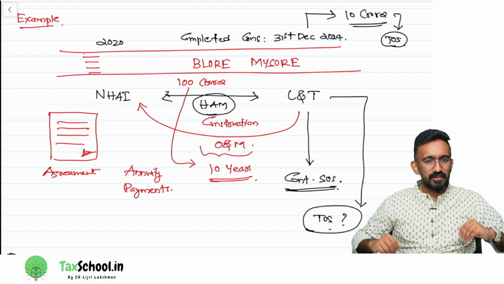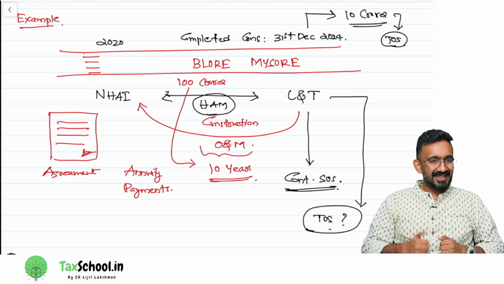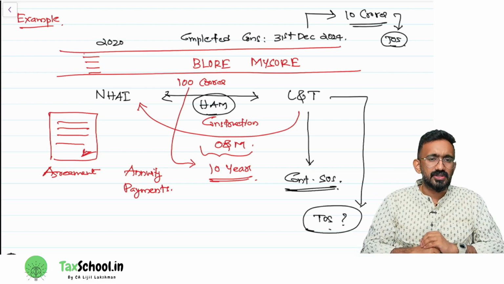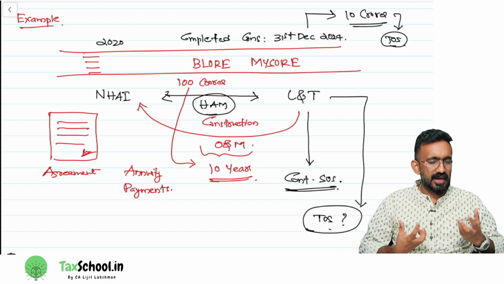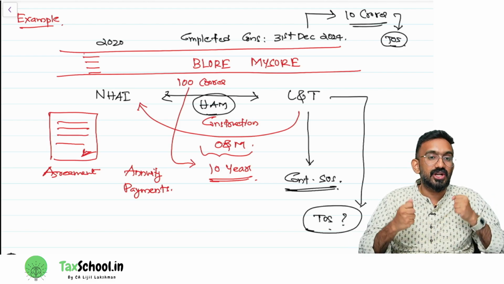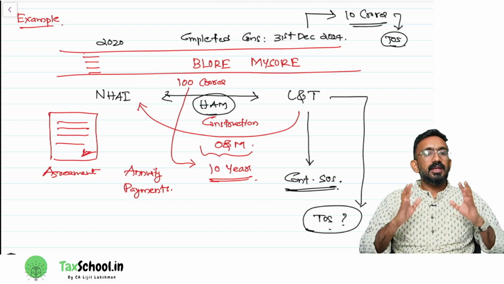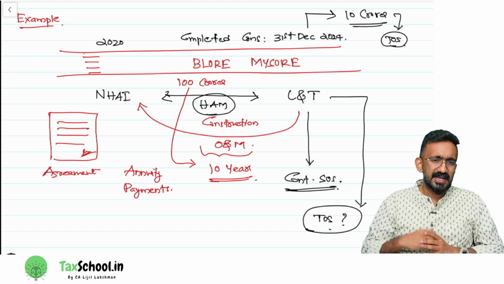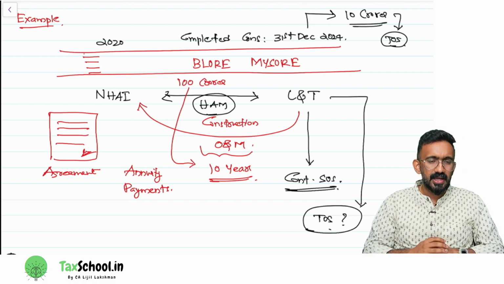This kind of contract, wherein a longer number of years of operation, maintenance, and construction are all included in one single contract, is called what? HAM, hybrid annuity model contract, very commonly used for construction and maintenance of roads. Are you guys understanding what this contract is? Right. What is the time of supply for? Who's the supplier here? L&T is the supplier. Who's the recipient? NHAI, National Highway Authority of India, is the recipient.